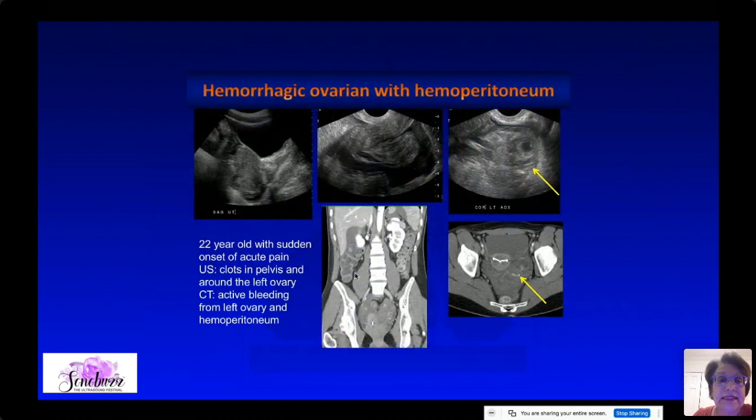This is another example of hemoperitoneum. Again, a large amount of blood clot in the pelvis and in the right lower quadrant on this transabdominal ultrasound. You can see the clots nicely on the endovaginal ultrasound. And then on the CT here, this patient was becoming hypotensive, and that's why we sent her to CT. And you can see here that there is active bleeding on this arterial phase CT from the ovary right there.